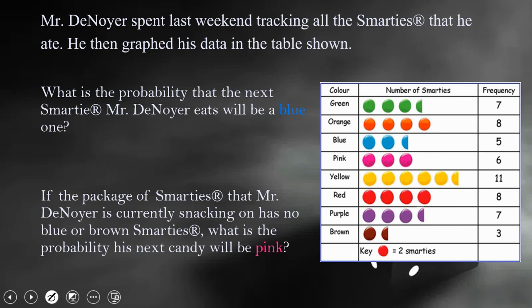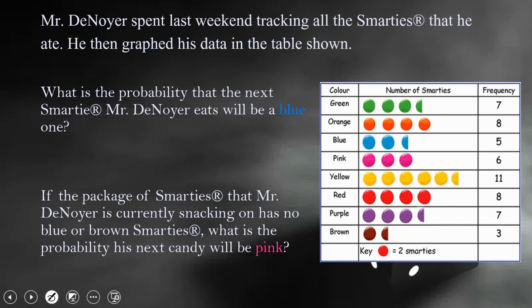Mr. Denoyer spent last weekend tracking all the Smarties that he ate because apparently he has nothing better to do with his time, and then graphed his data. What's the probability that the next Smartie that Mr. Denoyer eats will be a blue one? So this is empirical data, okay? This is not theoretical. This is empirical because it's based on observations, Mr. Denoyer's observations of his number of Smarties.